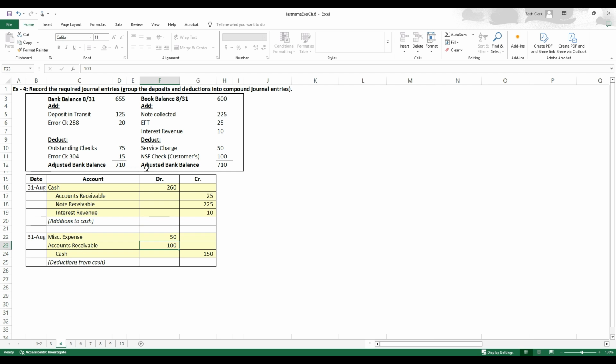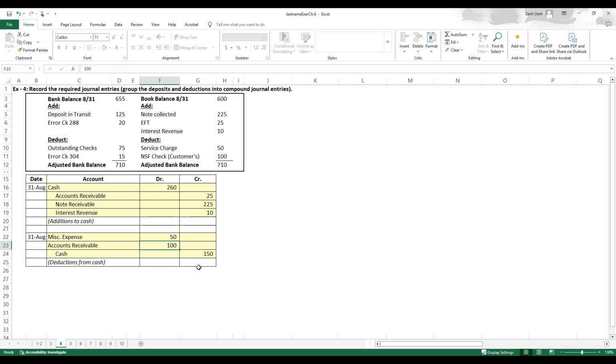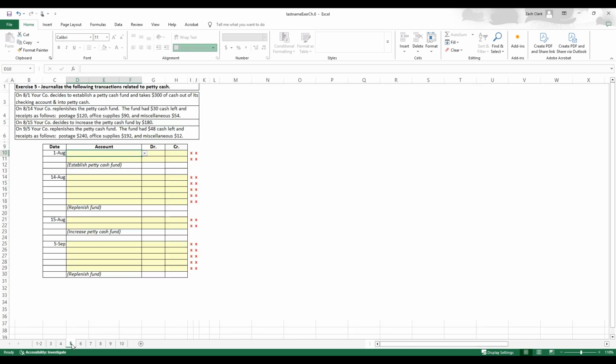Okay, so those are our journal entries. Again, these are a lot of the items we would see off of a bank reconciliation, and then we'd have the journal entries that go along with it.